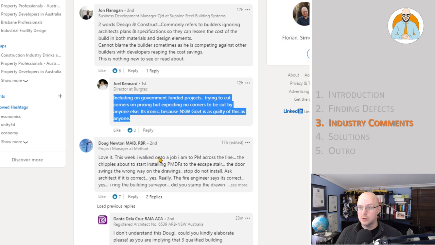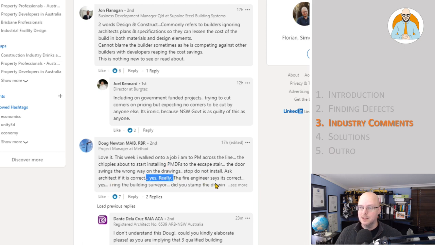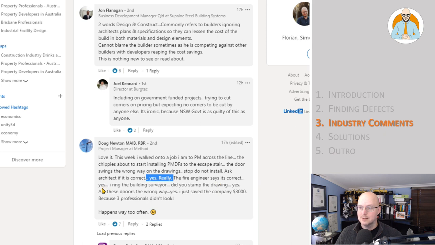Love it. This week I walked onto a job. I'm a PM across the line. The chippy's about to start installing PMDFs to the escape stairs. The door swings the wrong way on the drawings. Stop, do not install. Asked the architect if it's correct. Yes, really? The fire engineers say it's correct. Yes, I ring the building surveyor.